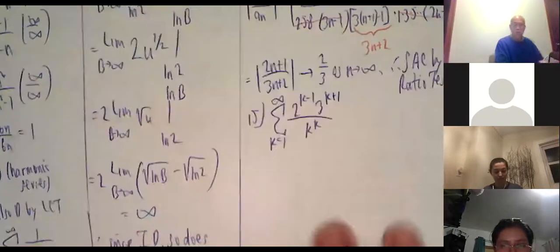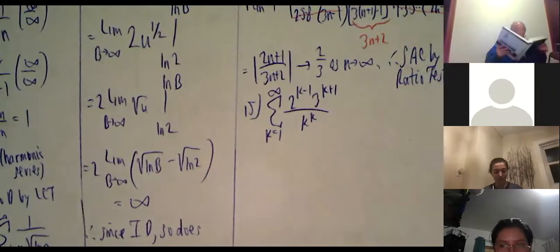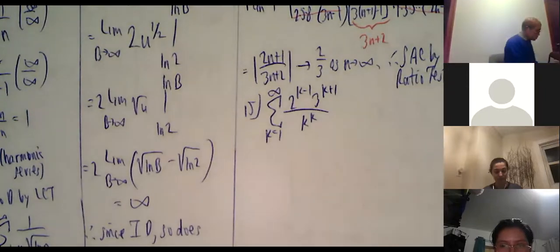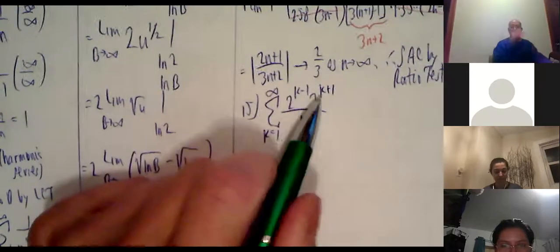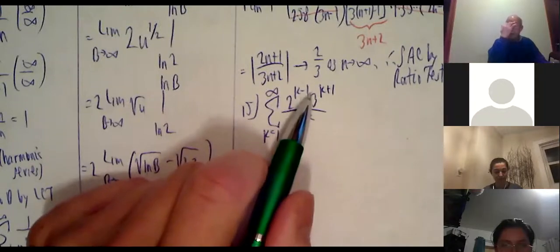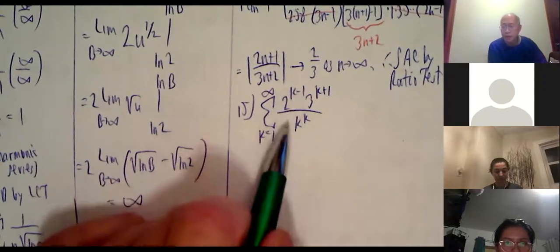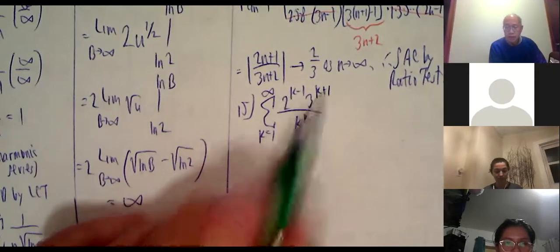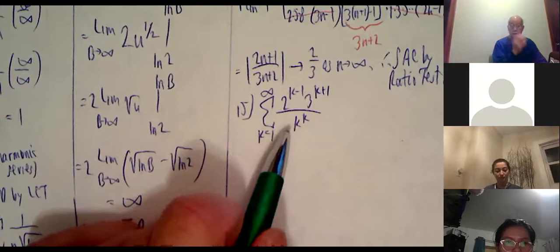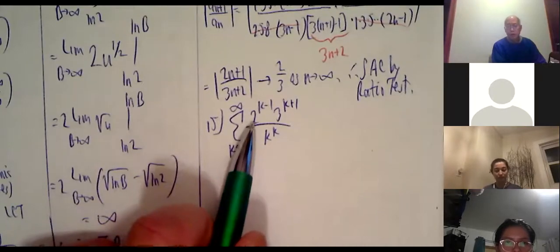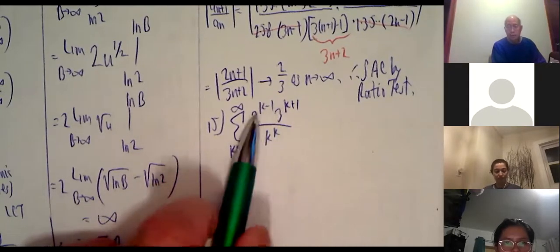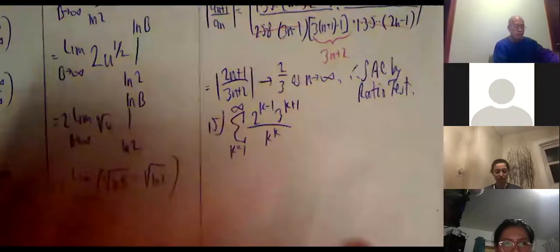3 to the K plus 1 over K raised to the K power. All right, so because I have all of these exponents of K, I'd like to take the Kth root, the root test. The problem is they're not all the same. This is K minus 1, this is K plus 1, this is K. So the trick is force it to be the way you want it. In other words, they're all with an exponent of K, and then I adjust after that. So what do I mean by that?